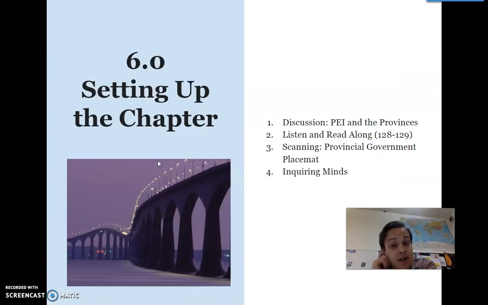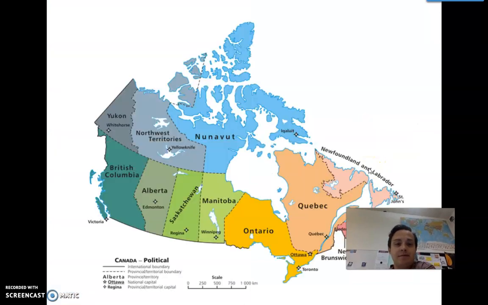So for today, we're just going to set up the chapter. We're going to talk about PEI and the provinces. We're going to listen and read along to 2 pages. And we'll start the provincial government placemat, which will be kind of like your notes for the unit.